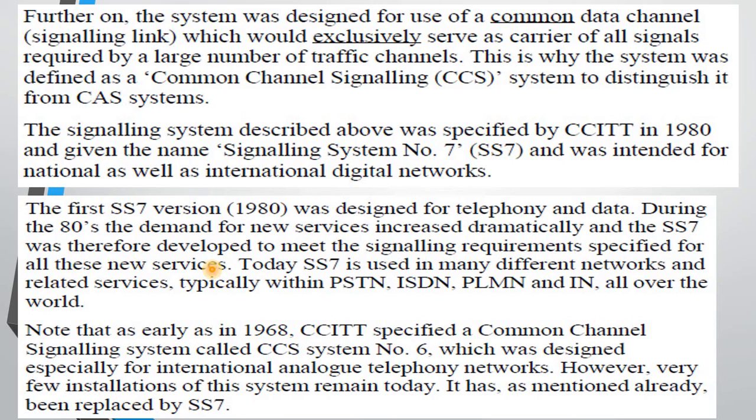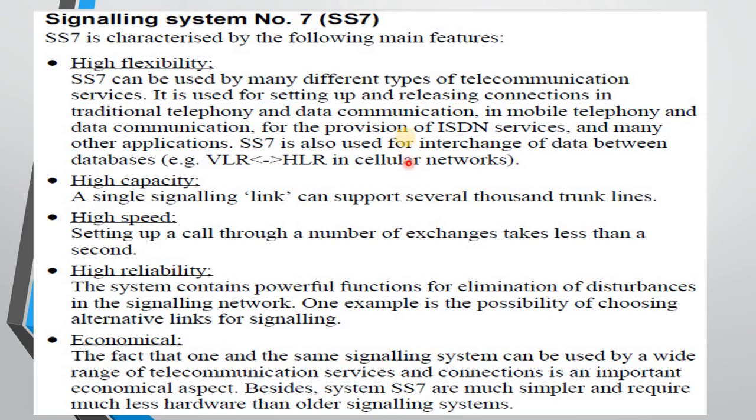There has been evolution of SS7, and currently it is being used across PSTN, ISDN, PLMN, the public land mobile networks, and the intelligent networks as well. So what are the main advantages and features of SS7? SS7 is highly flexible, in that it can be used for many different types of telecommunication services. It is used for setting up and releasing connections in traditional telephony and data communications, in mobile telephony and data communications as well, for the provisioning of ISDN services and many other applications.